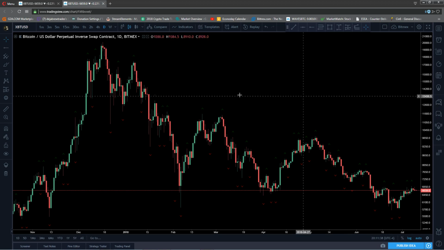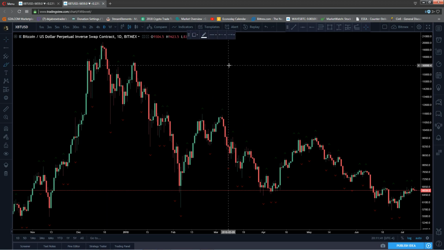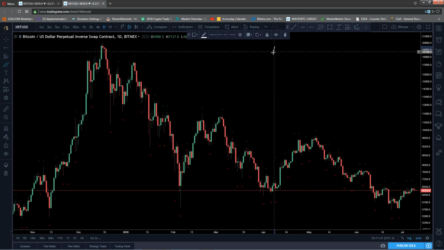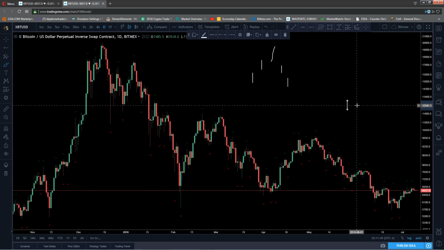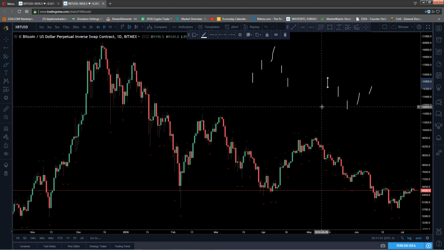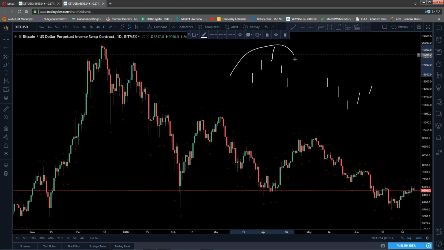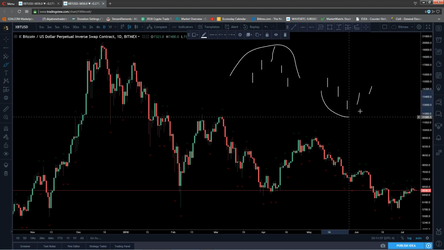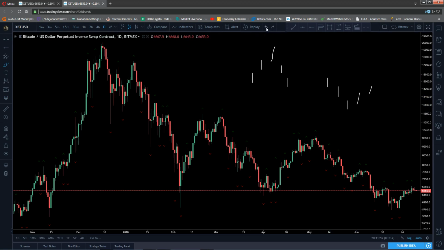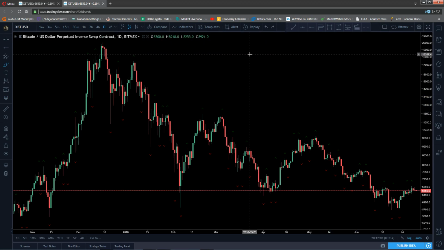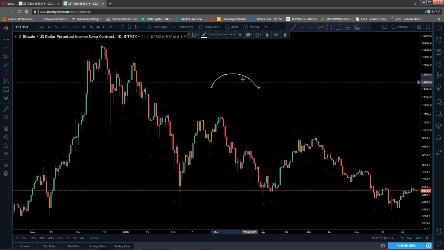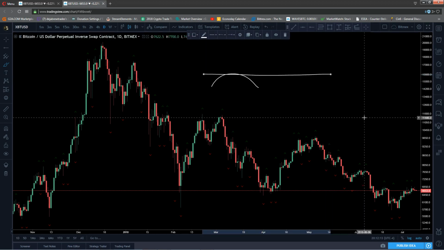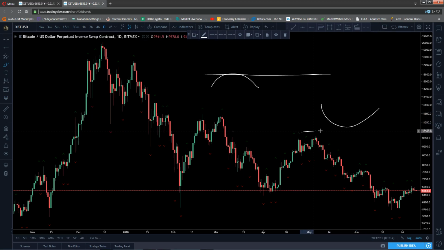A fractal is a 5 candlestick pattern in which the middle candle has the highest high or the lowest low. This forms a swing high and this forms a swing low. And these levels, or these fractals, excuse me, can be used as great levels for support and resistance. Swing highs typically create resistance points, and swing lows typically create support points.